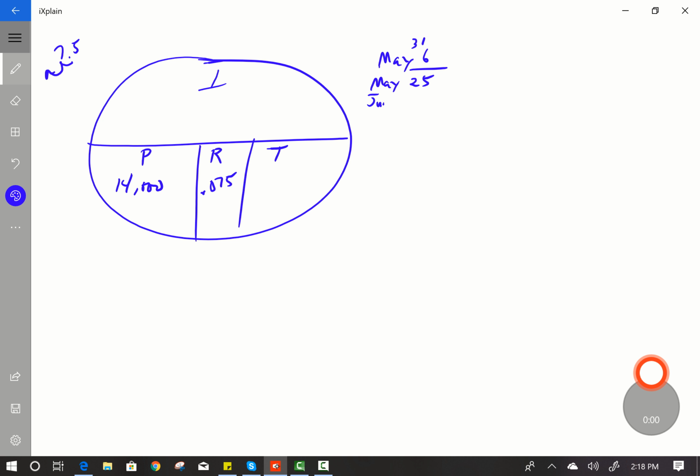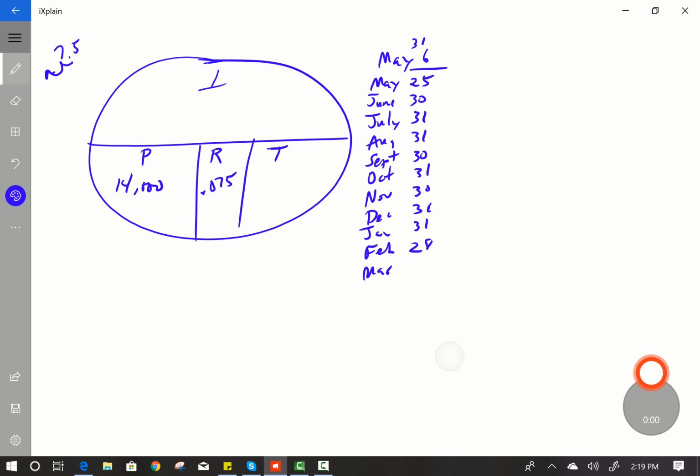And then June, there's 30 days. In July, there's 31 days. In August, there's 31 days. In September, there's 30 days. In October, there's 31 days. November, there's 30 days. December, there's 31 days. And when does it mature? It matures on March the 11th. So January, there's 31 days. February, there's 28 days. And it matures on March the 11th. So add all that up, and that comes up to 309 days.